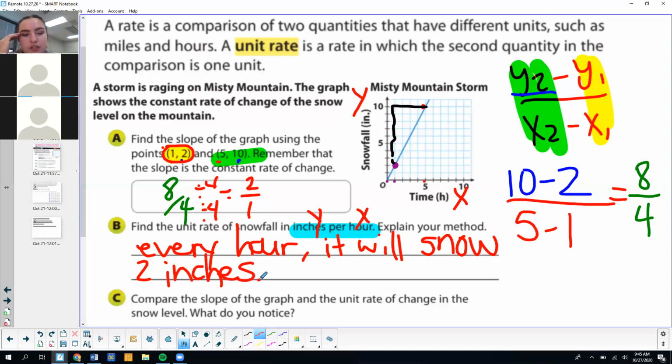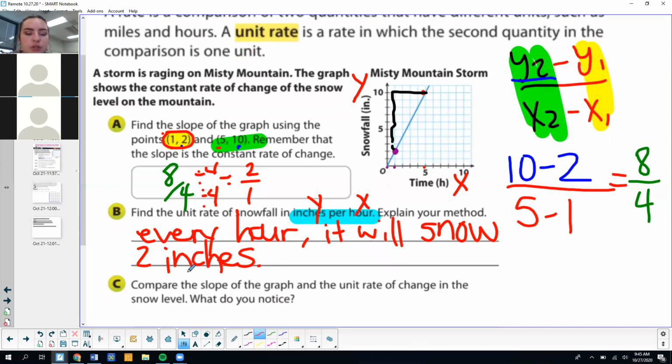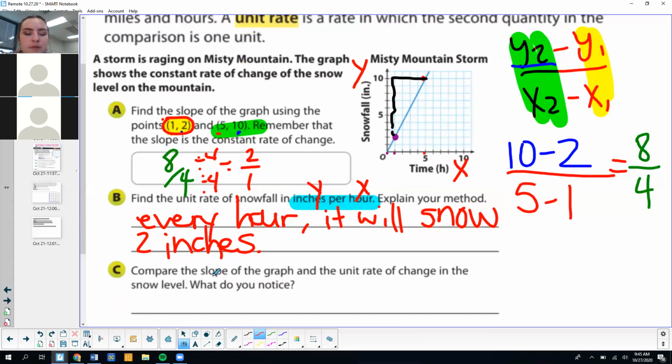And this information is actually really helpful for us because if we wanted to know how much it snowed in 10 hours, 12 hours, 30 hours, we could actually use this. If it's going to snow at a consistent rate, we can use this. So we could know that in every hour it is going to snow 2 inches. So compare the slope of the graph and the unit rate of change in the snow level.